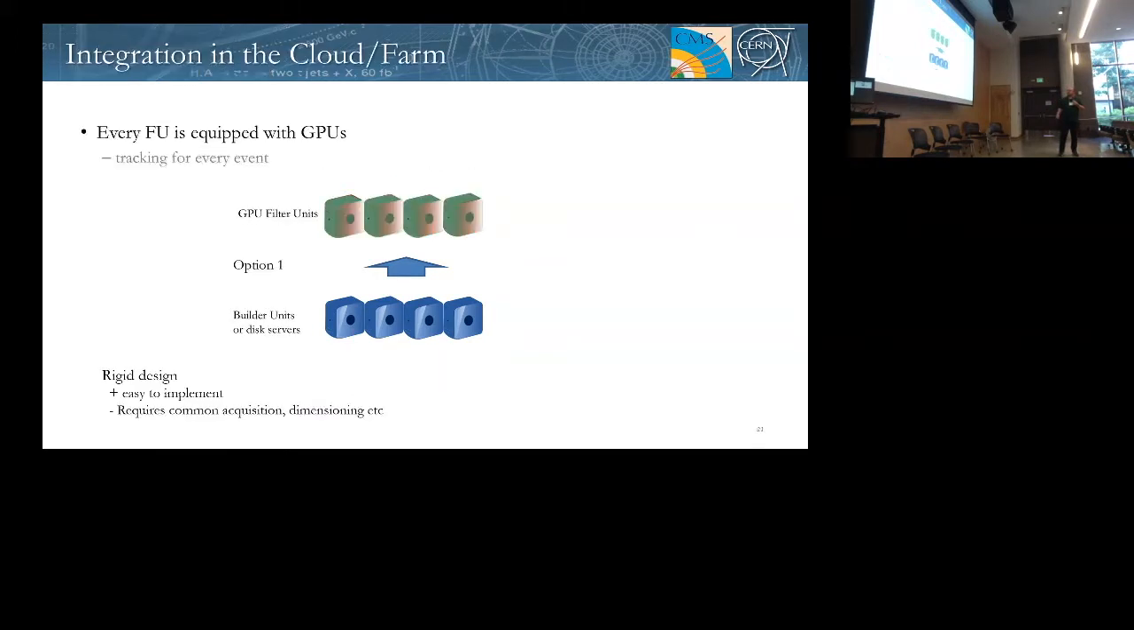Now, there is a problem with the integration. So today what we have is, imagine here you have the detector, you have the CMS front-end readout units, data are going in builder units, which are collecting events and then dispatching them to filter units for the reconstruction. So there are different possibilities. One is to have GPU filter units, but I mean, you have 8,000 nodes. You don't want to have GPUs in each of these nodes. This does not scale.